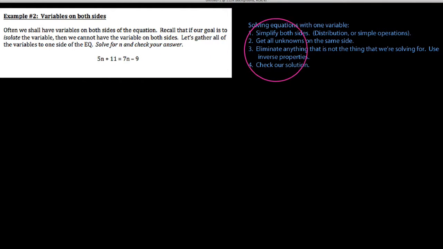The next thing we want to do is get all the unknowns on the same side. We have to pick a side to clear of n's. I notice here that I have 7n on the right that are positive and 5n on the left. If I wanted to clear the 5n side, I would have to undo the 5n. I would have to subtract 5n from both sides. So we'll subtract 5n from both sides.